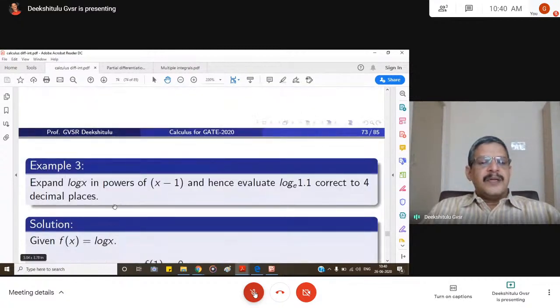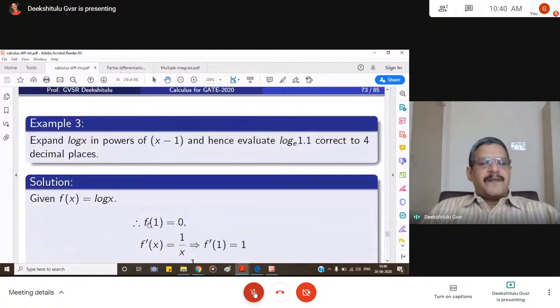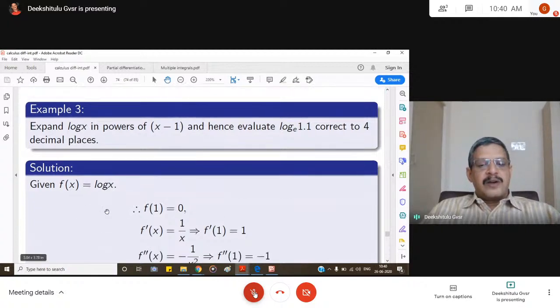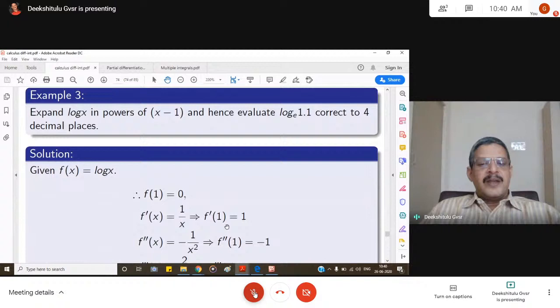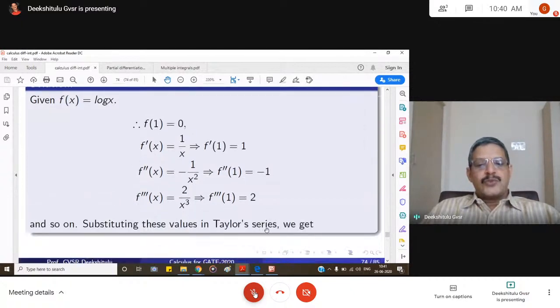Expand log x in powers of x minus 1 and hence evaluate log 1.1. Clearly f of x is equal to log x, because the expansion is about 1 here, in powers of x minus 1. So you have to get the functional values and its derivatives at x equal to 1. f of 1 is log 1, which is 0. f dash x is 1 by x, f dash 1 is 1. f double dash x is minus 1 by x square, f double dash 1 is minus 1. Then if you differentiate again, 2 by x cube, at 1 the value is 2, and so on and so forth.